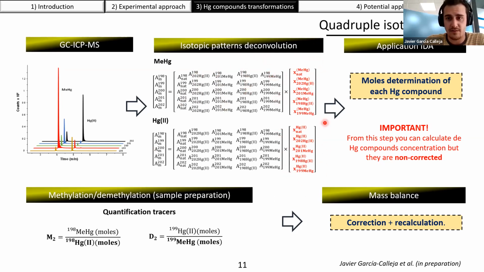Once we get the molar fractions, we can apply the concept that we saw in the introduction, the isotope dilution analysis, and we can obtain the moles of each mercury compound. Here, it's important to point out that from this step we can calculate the concentrations, but they are not corrected. First, we have to determine our methylation and demethylation yields during the sample preparation, and after that we have to perform a mass balance to correct and recalculate the amount of moles that we have for each species. In the next slide, we are going to see what happens if we get the concentration directly from this process or taking into account these 2 steps.